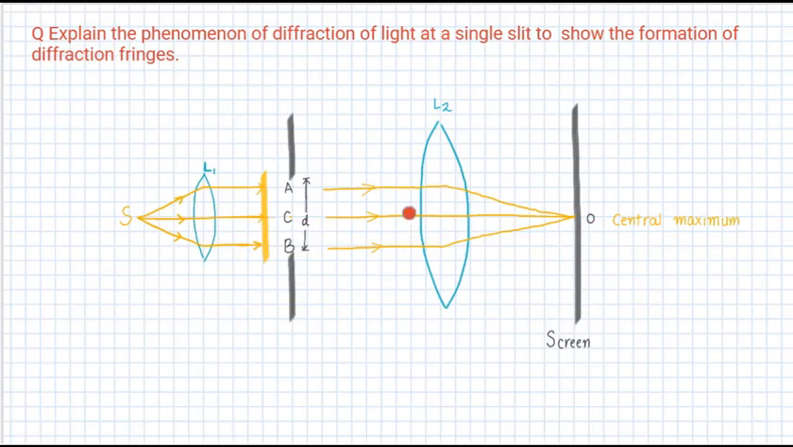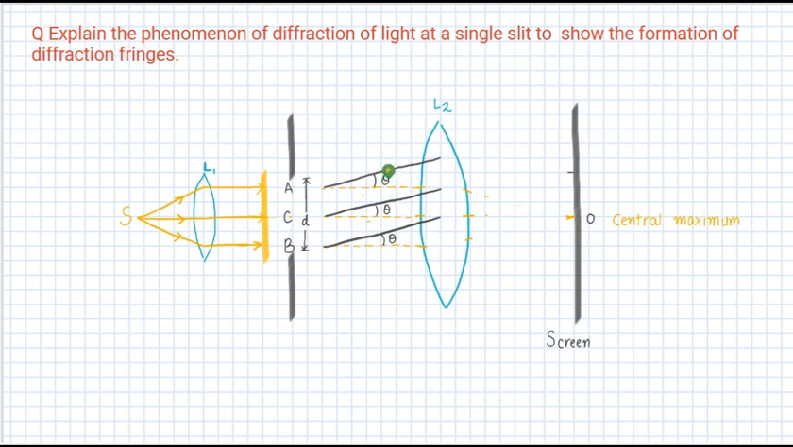Now, apart from these rays, there will also be rays traveling at some other angle. Let me just rub out these two rays. Now, consider another set of rays. Let this be a set of rays. These rays are moving at an angle theta with respect to the previous one. Now, what will happen to these rays? They pass through your lens L2. They will be made to converge at this point.